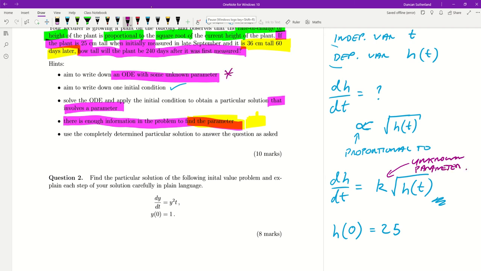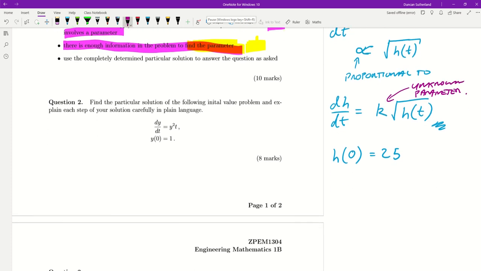And that's consistent with the information in the hint. We've written down an ODE with some unknown parameter, this constant of proportionality, and we're going to have to find that constant of proportionality based on this extra piece of information that we have. All right, so let's proceed through solving this ordinary differential equation.